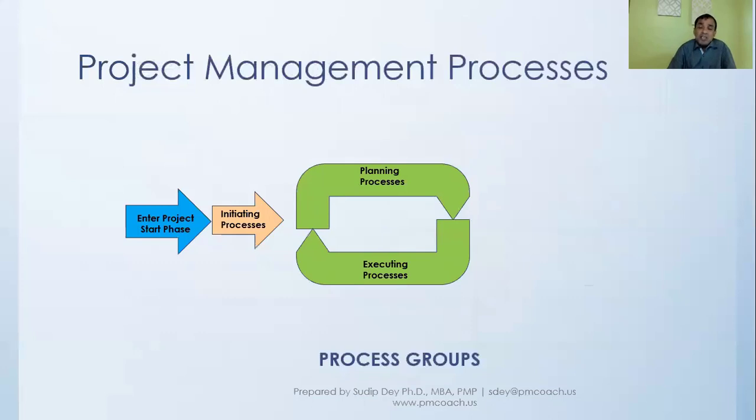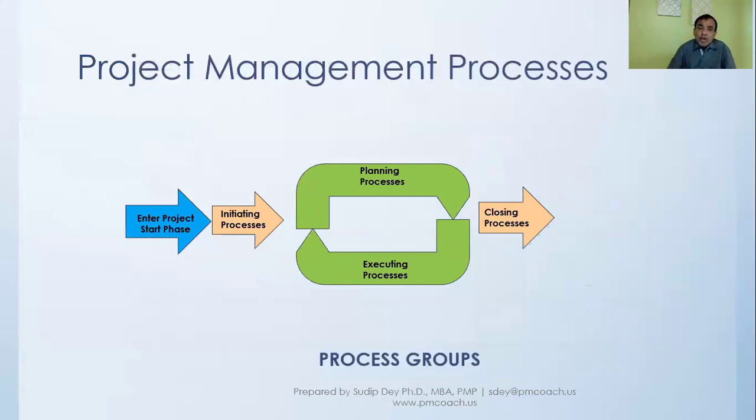So what it really means, when we go through the execution, we might find something that is not correct with the plan. Some plan needs to be adjusted, and this is why it fits back into the planning process group to make sure that plan and the execution are in sync. Once we have gone through that, we do the closing and we go through the closing processes in the closing process group.